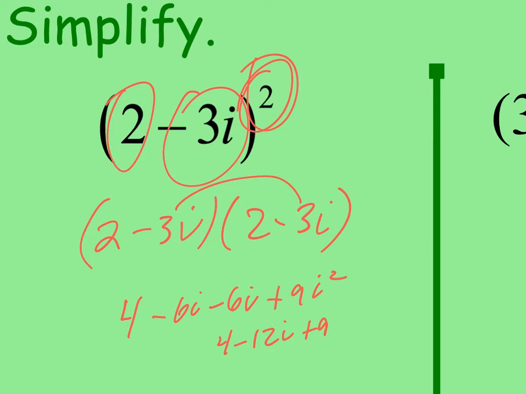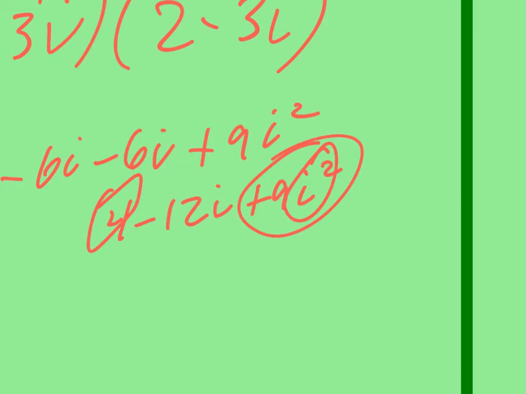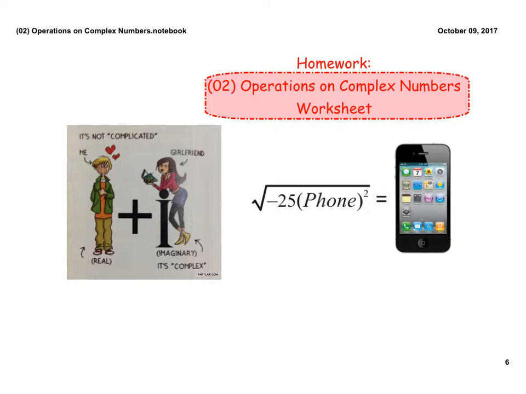And it'd be really tempting to just leave it that way. But no, i squared is negative 1. Make that negative 9. Put that with the 4. What's negative 9 with the 4? Negative 5 minus 12i. Raise your hand if you had that one. Okay, awesome. I think that's enough.